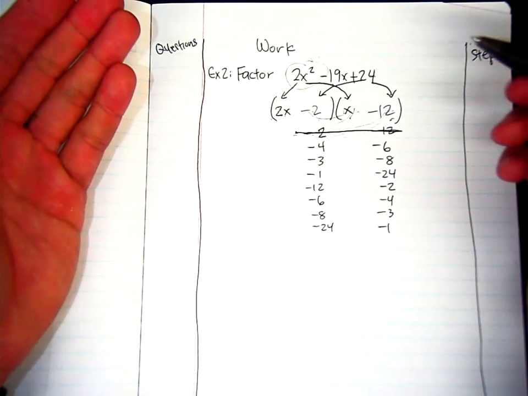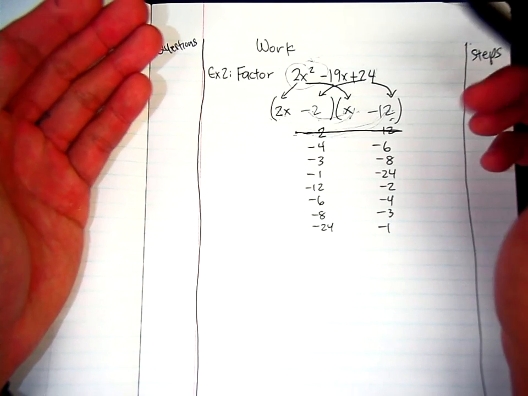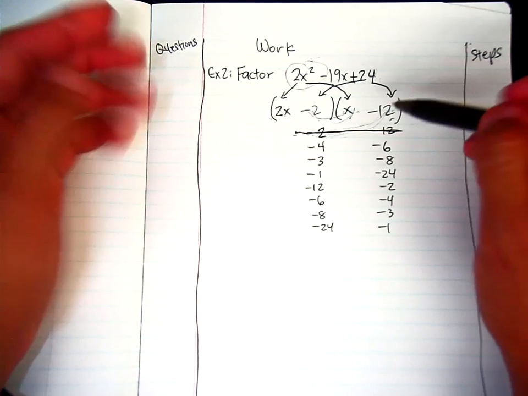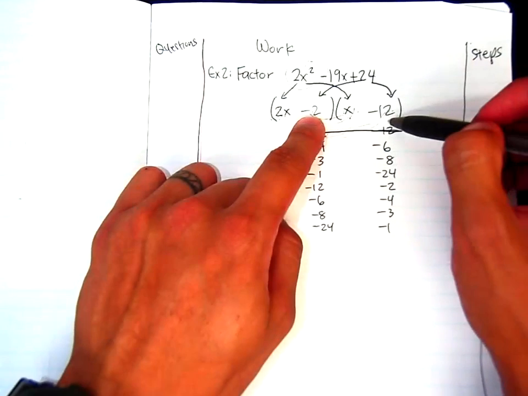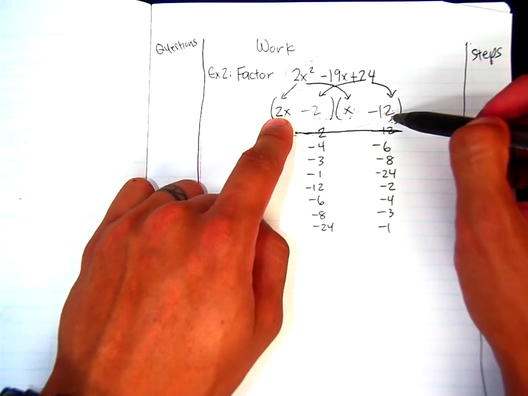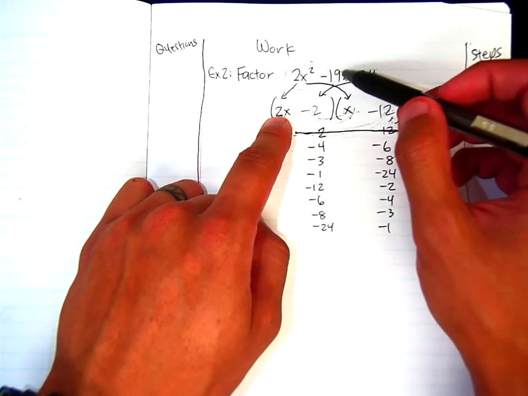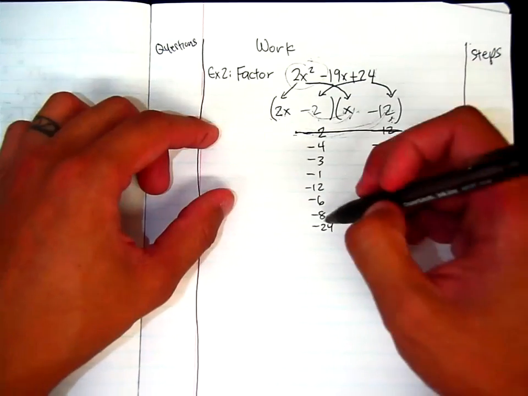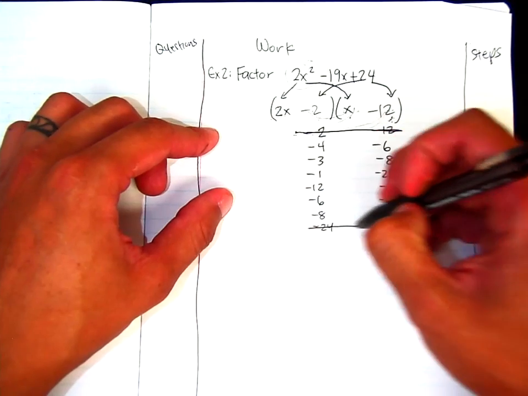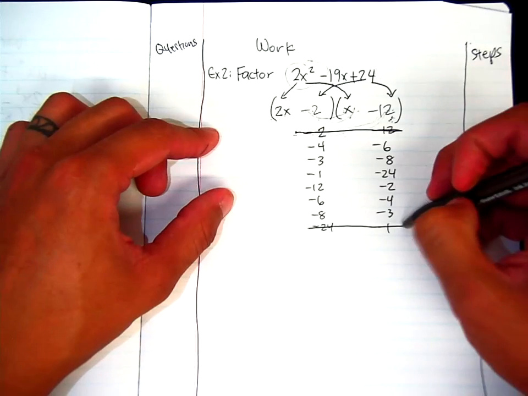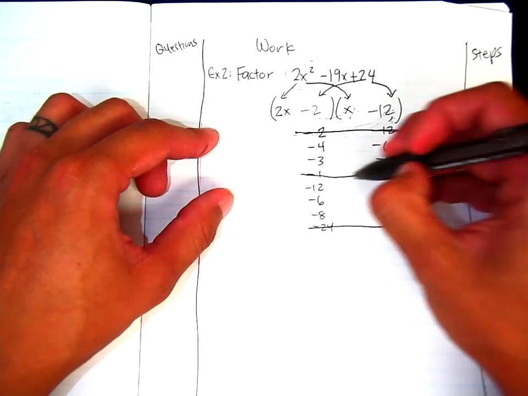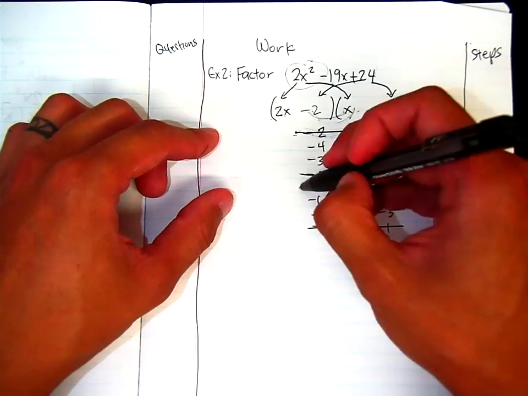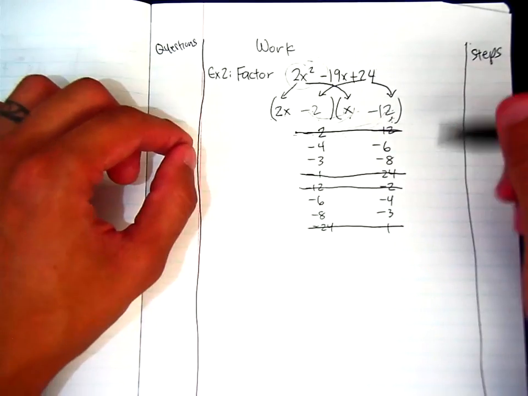And pretty much you're going to just keep guessing and checking. When I look at it, I know that 2 and negative 12 gives negative 24. That's already way bigger than negative 19, so it's probably something other than that. It's probably not going to be negative 24 and negative 1 either, just by looking. Probably not this one. So let's check the others.